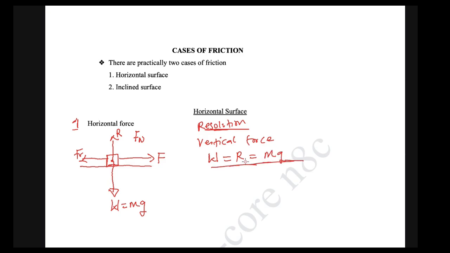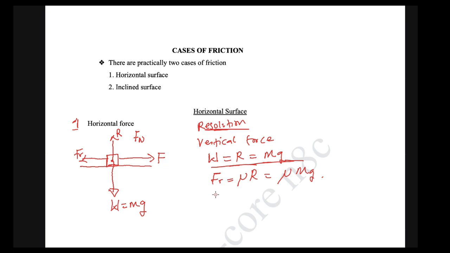All right. So understand that when an object is placed on a horizontal surface and a horizontal force is applied on it, the normal reaction is equal to weight, which is equal to mg. That means we can write the formula for friction, because earlier we said that solid friction is equal to mu R, so that's going to equal mu mg, where mu is the coefficient of friction.